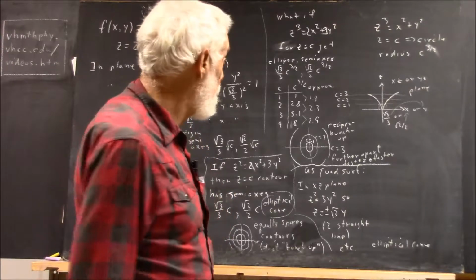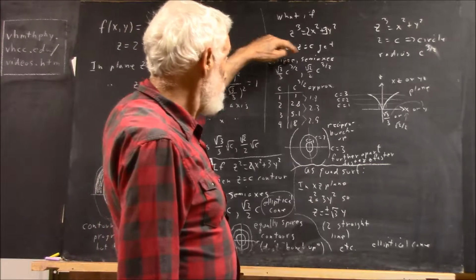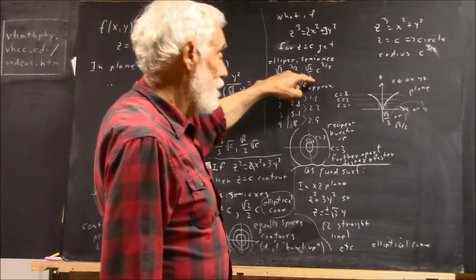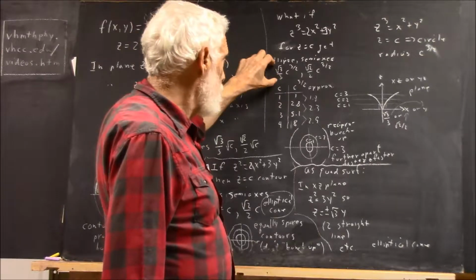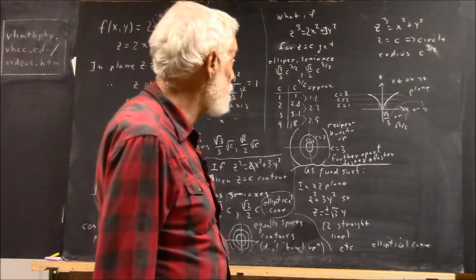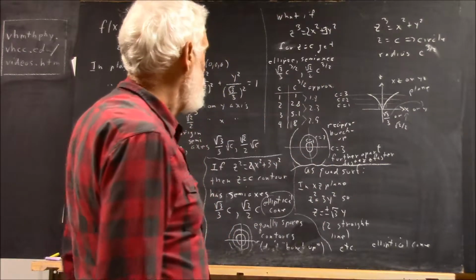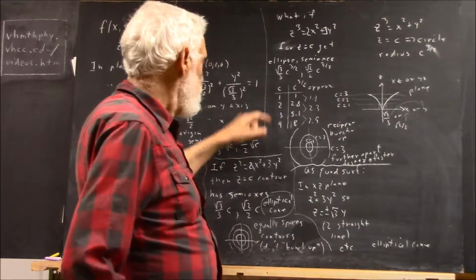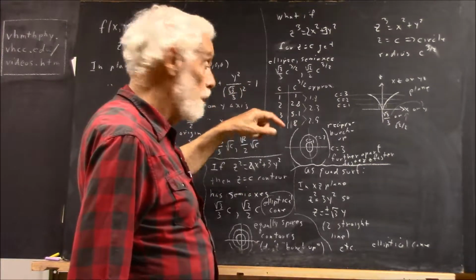3y squared. Well, in this case, for z equals c, we get an ellipse with semi-axes in the same ratio, but with the square root of 3 over 3 and square root of 2 over 2 both multiplied by c to the 3 halves. Now, what does that do to our contour lines? Well, let's just look at what happens to c to the 3 halves if c goes from 1 to 4.